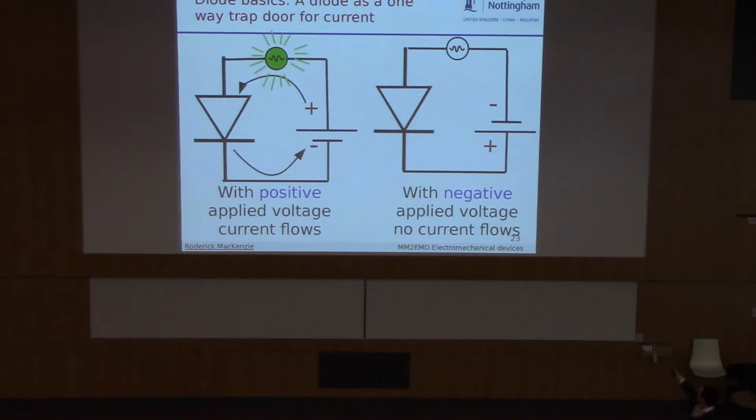Now, if we swap the polarity of the power supply, charge tries to flow along here, but it can't flow because of this bar here. It can't flow through the diode the wrong way. What this means is the light won't light. So this looks like a one-way trapdoor for charge. This is really the key use of power diodes. The key characteristic is they let charge through one way, but not the other.